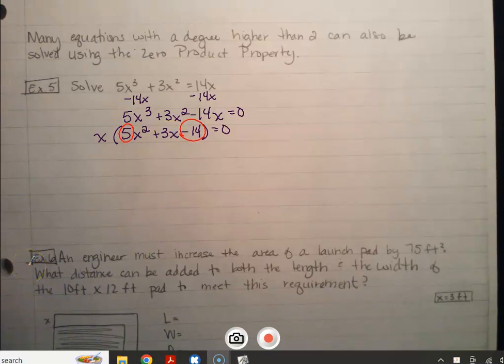Okay, sorry for that. I had to pause for a minute. Someone walked in. So picking up there, so we have 5 and negative 14.